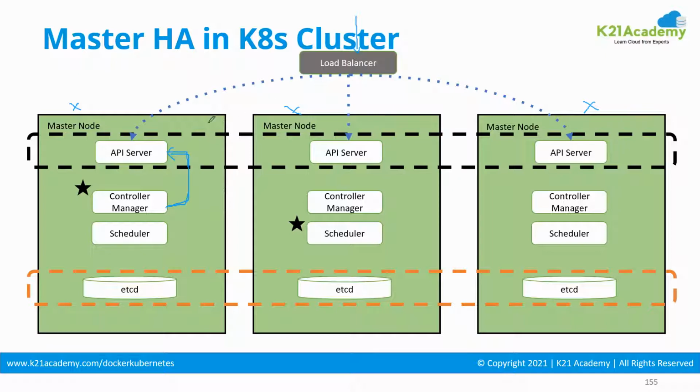Behind the load balancer, for the API server, let's say three API servers are there. So these three IP addresses will be there as endpoints for the load balancer. We know that the load balancer will add those as endpoints. So for the API server, there is no leadership election. One thing is clear, right?